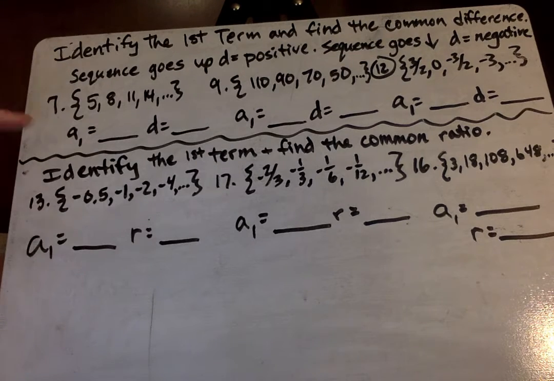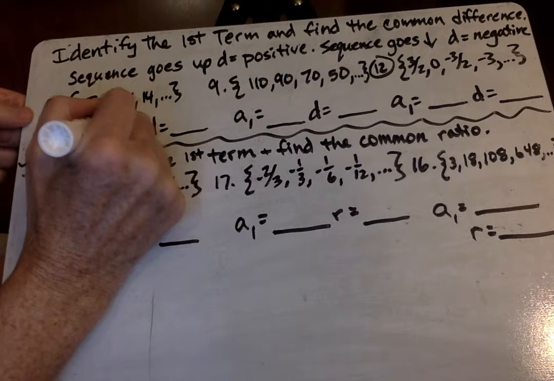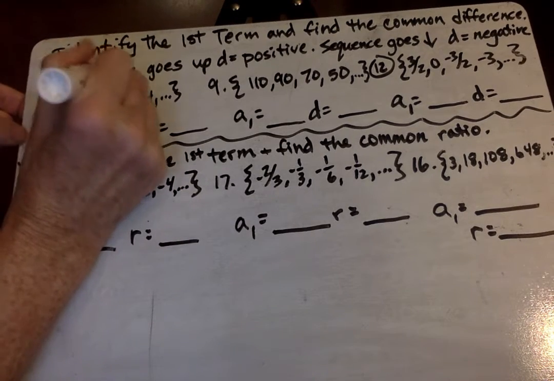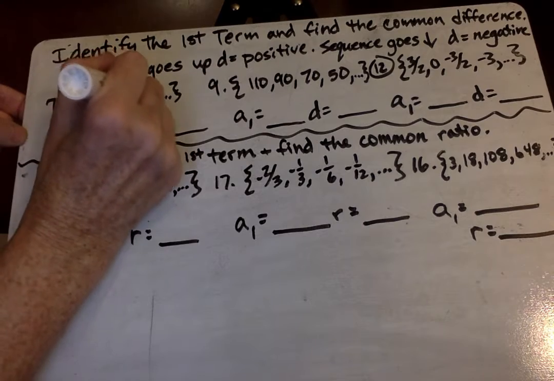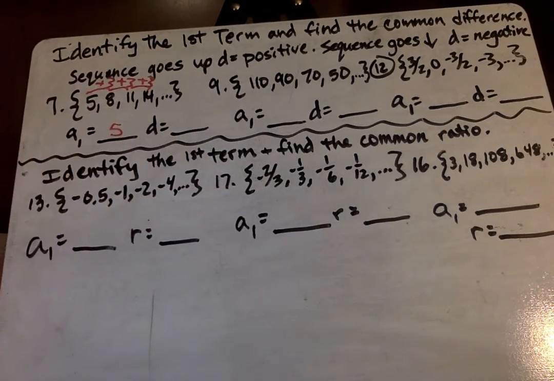Okay, so here they're saying identify the first term, which is super easy. All you do is say, oh, what's the first term? A1. And that's going to be 5. See 5 right there. Okay. And how do you go from 5 to 8? Add 3. 8 to 11, add 3. 11 to 14, add 3.